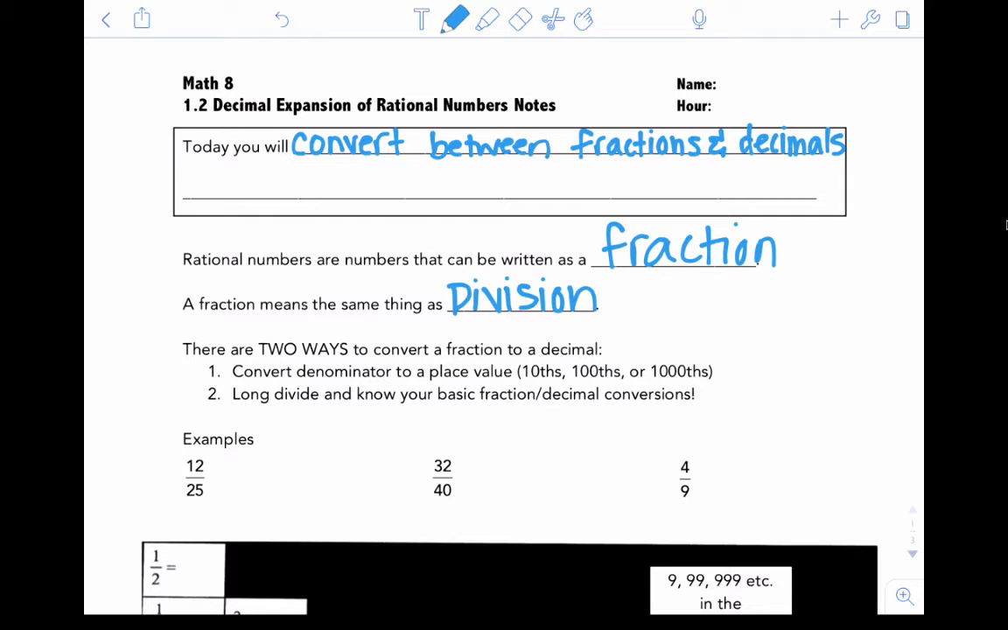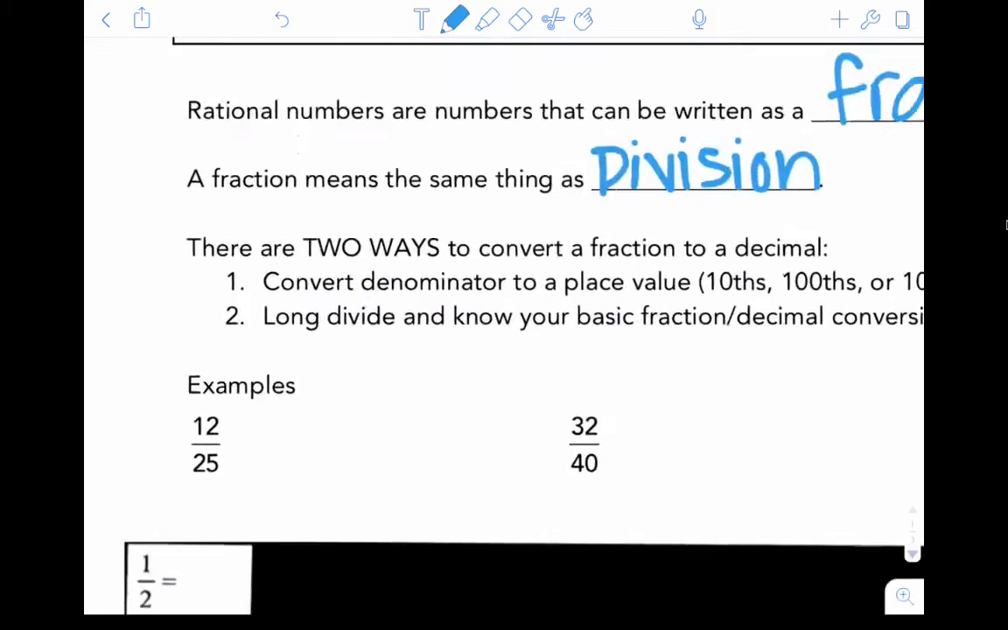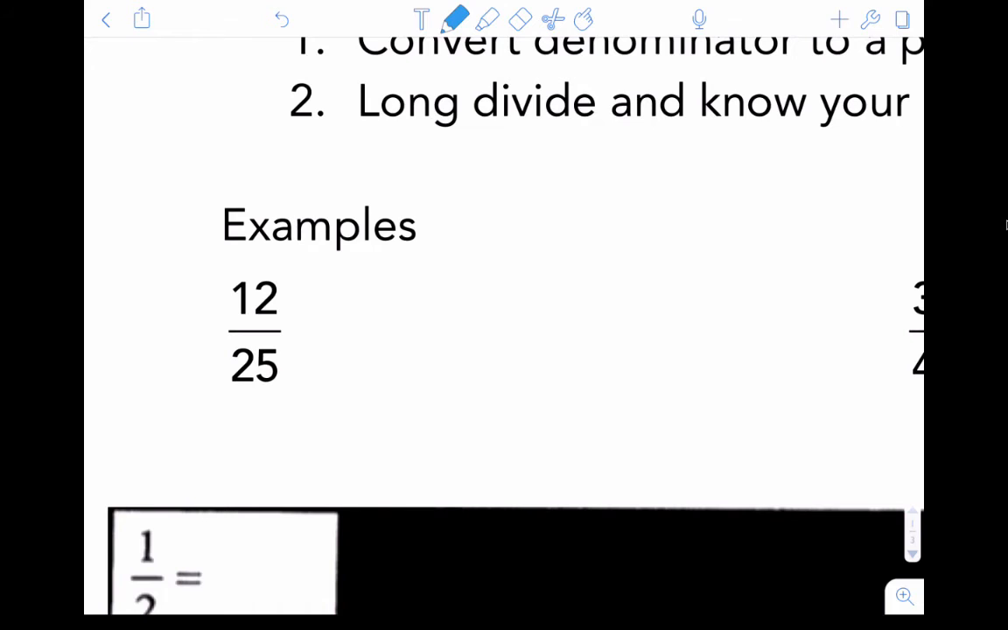So on the front of this, we're going to convert from a fraction to a decimal. Now there's kind of two ways that you can do this. I'm going to tell you the first way, which can tend to be a shortcut, and then the second way is always a backup plan. It'll always work. So the first way is to convert the denominator to a place value. So get the denominator to be 10, 100, 1,000, or so on. So that would be a multiple of 10. I'm going to work on this first example with you.